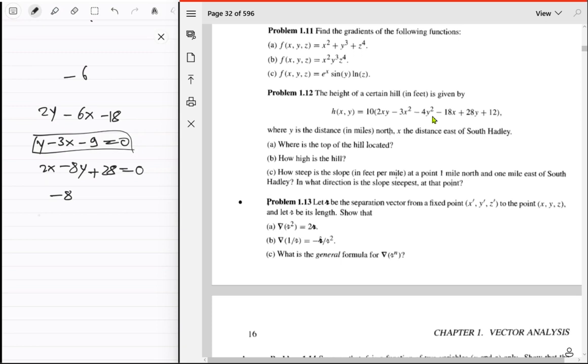And this just becomes x minus 4y plus 14 is equal to 0, I guess. So x plus 14 is equal to 4 times y, but y is just 3x plus 9. So 4 times that is 12x plus 36, I guess. Yeah, 3x plus 9, right?